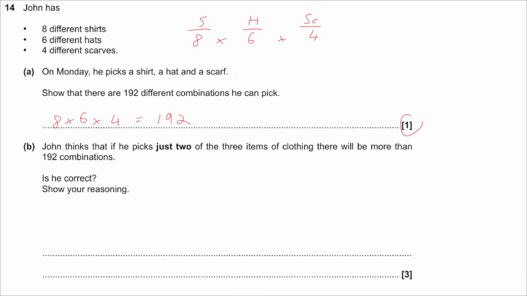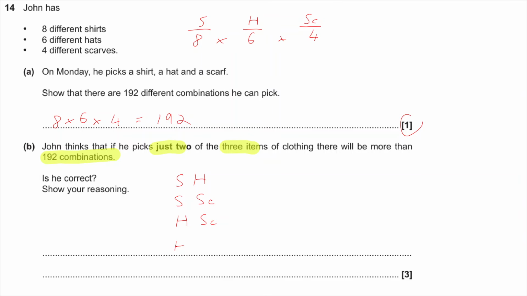Part B, what's this saying? John thinks if he picks just 2 of the 3 items, there will be more than 192 combinations. Is he correct? Well, if you pick just 2 of these, you could choose a scarf and a hat. Or you could go for a shirt and a hat, a shirt and a scarf, or a hat and a scarf. And that's all the different 2 items that you could go for. You can't write HS again, for example, because the order doesn't matter. If you go for a shirt and a hat, or a hat and a shirt, it's going to be the same thing.